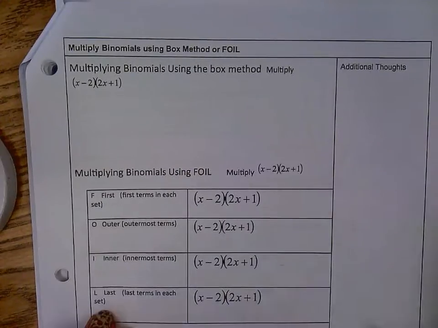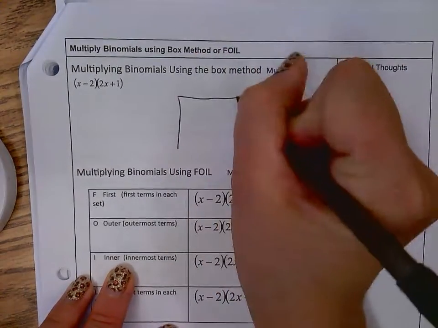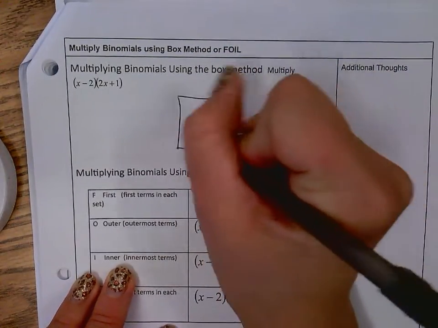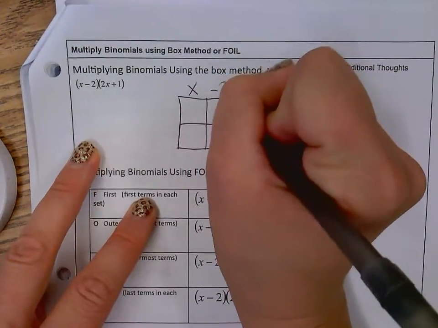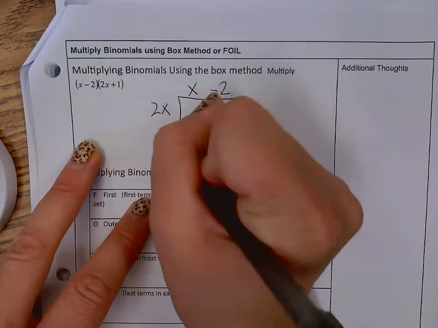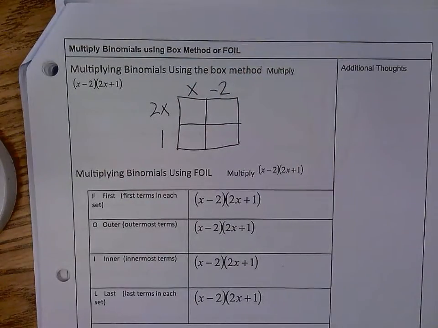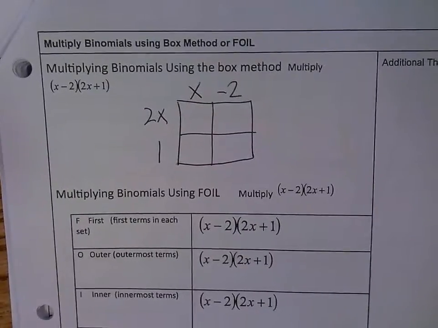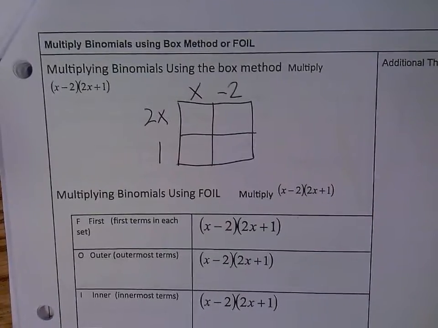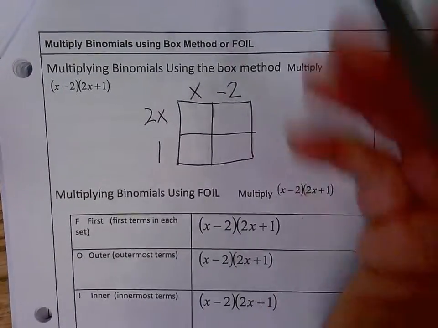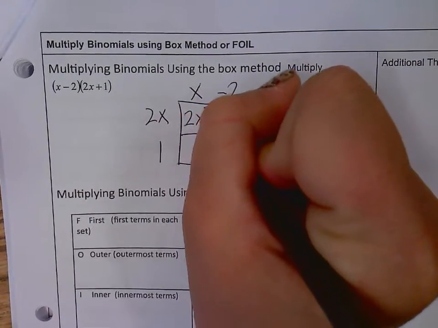So the box method is just using kind of the idea of algebra, of area. So I have x minus 2 and 2x plus 1. It's a way that you can stay organized when you're multiplying these binomials to make sure that you don't miss one step. And we're just going to multiply. So I take 2x times x. That gives me 2x squared.